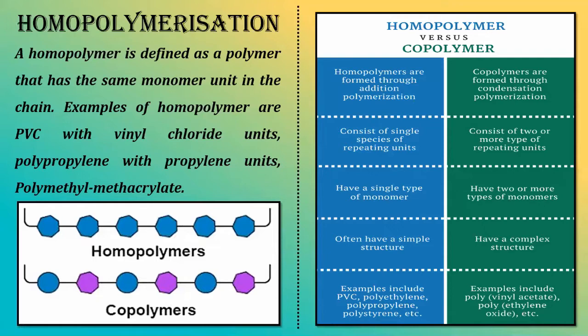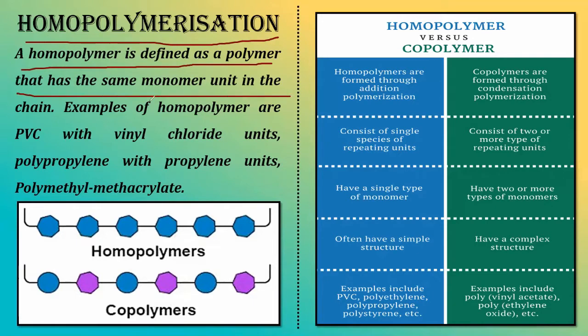Now we are having homopolymerization. Let us check what we are having inside this homopolymerization. A homopolymer is defined as a polymer that has the same monomer units in the chain. Examples of homopolymers are PVC with vinyl chloride units, polypropylene with propylene units, and polymethyl methacrylate is also an example. So big examples are there.